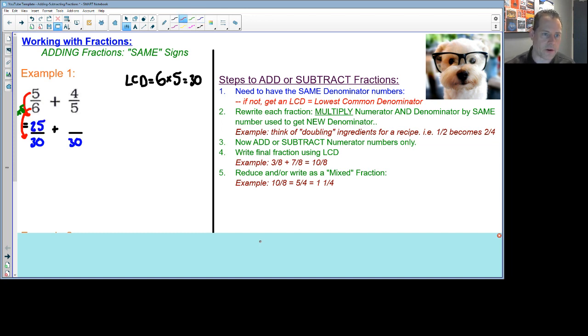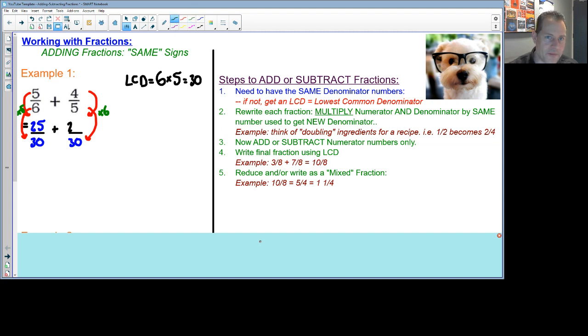We do the same thing, or play the same game, over here for the second fraction. In other words, what do we do to bump up the bottom number here, 5, to get to the new lowest common denominator? We do the same trick on the top as well. So in this case, we know 5 goes into 30 6 times, so we multiply 5 by 6. So we do the same thing on the top. 4 times 6 gives you 24.